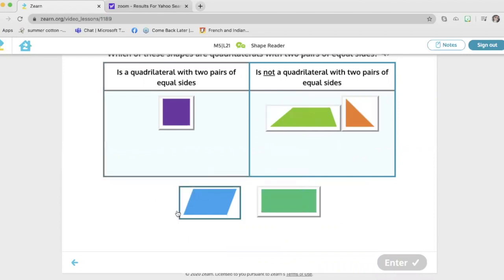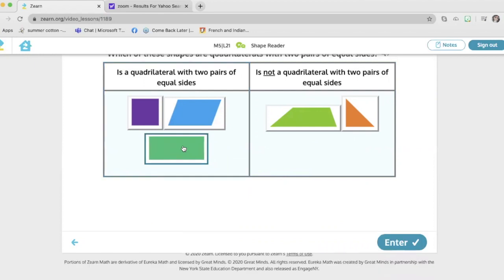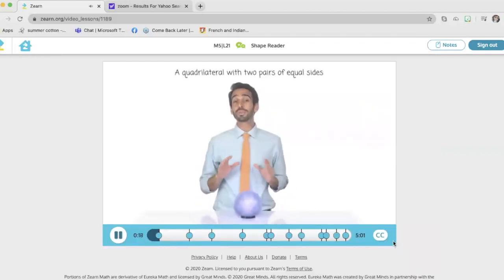Our shape right here has 2 sets of equal sides, and our rectangle also has 2 sets of equal sides. Now, I understand that you have your long sides and then your short sides, but the short sides are 1 pair and the long sides make the second pair. Let's go through this together.